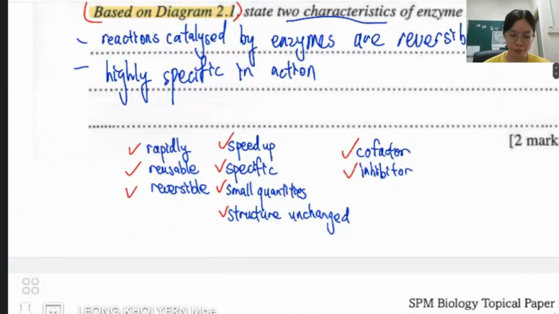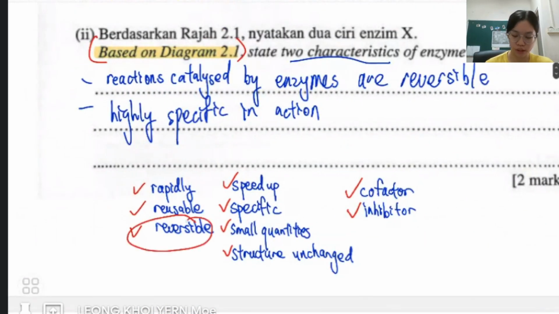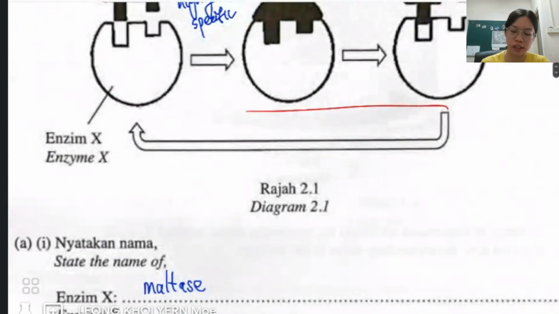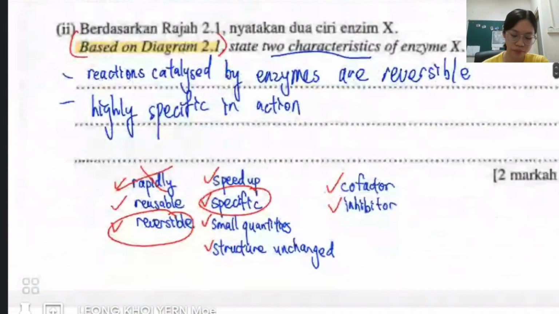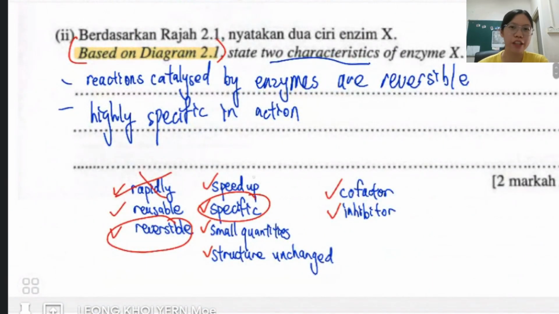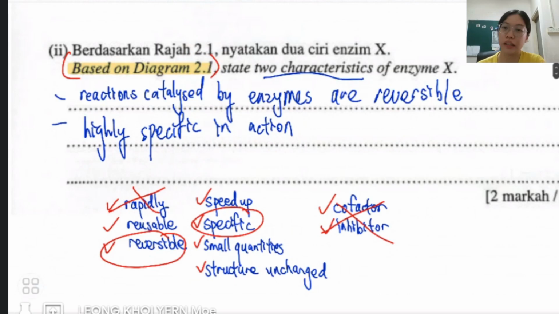By looking at this part, you realize you have written down reversible and highly specific. What about rapidly? The diagram didn't really show that it's rapid, right? No, you can't write it out. Reusable and reversible are almost the same concept, but it's better to write reversible because this is based on this arrow, which is clearly stated right here. Speed up, you can't really see that it's speed up, right? Small quantities, you didn't see that they use it in small quantities. Cofactor and inhibitor, they didn't even involve them in this diagram.